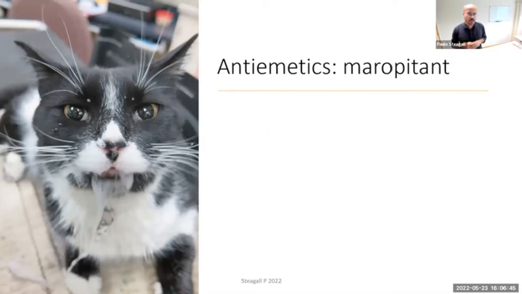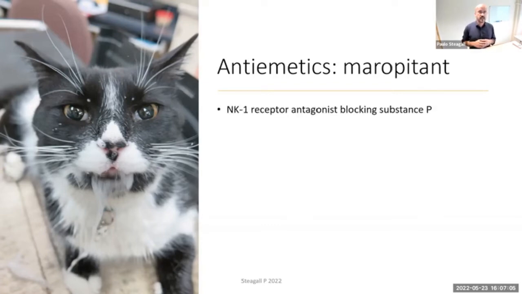Antiemetics: I said that we take vomiting and nausea in our patients so lightly. It's just like, oh, okay, it happened again. But I want to talk specifically more about maropitant and less about ondansetron, because I have more experience with these drugs that I have used quite often in the perioperative setting. Basically, maropitant is a neurokinin-1 receptor antagonist that blocks substance P.